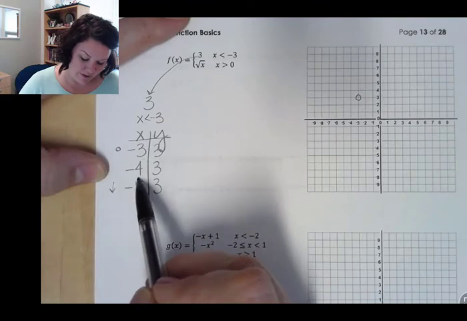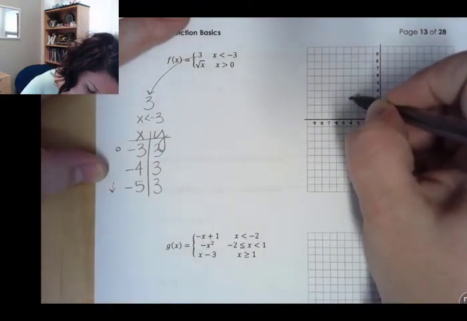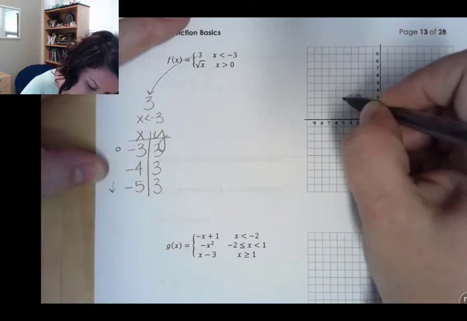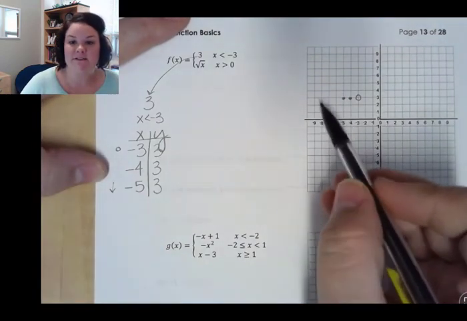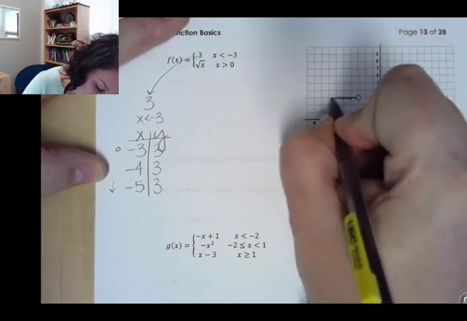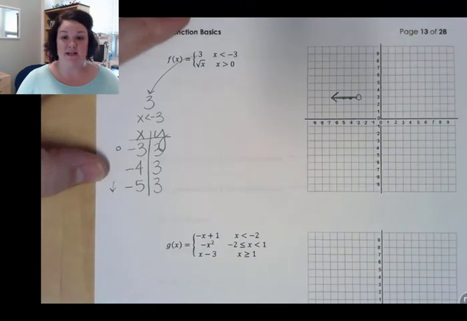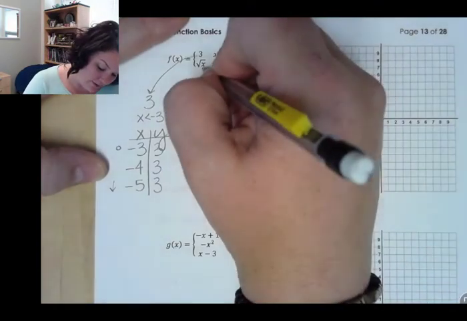And then we have the point -4, which is up at 3, -5, which is up at 3, right? If we kept going, -6, -7, -8, they're all going to be up at 3. So this is going to keep going in this direction, okay? So that's what my first piece looks like. Now let's see what my second piece looks like.